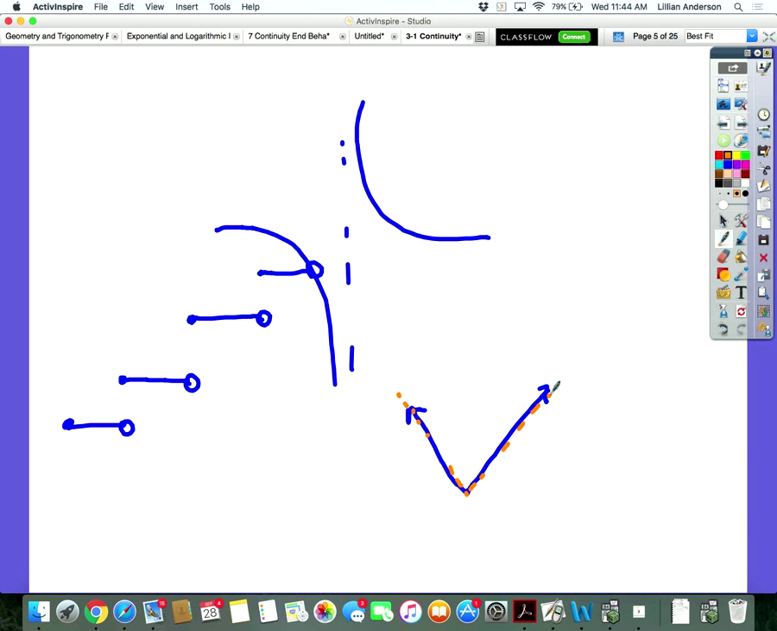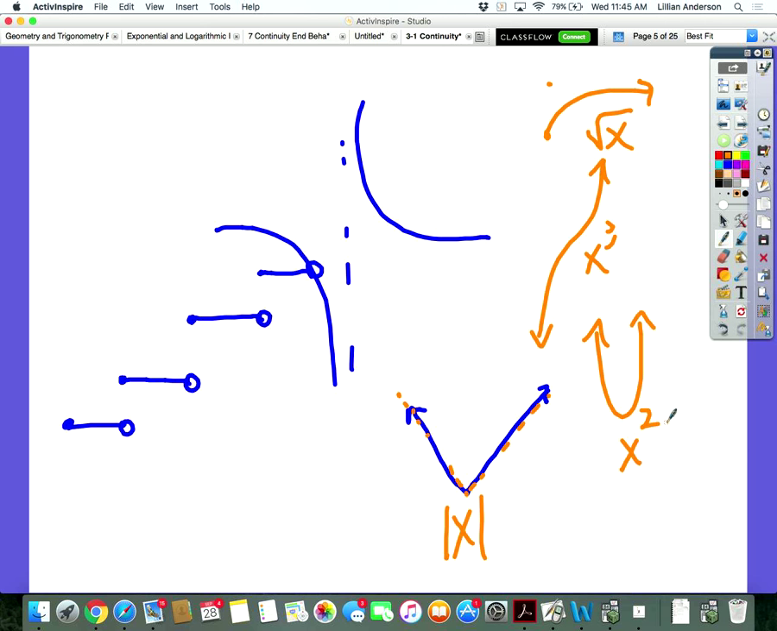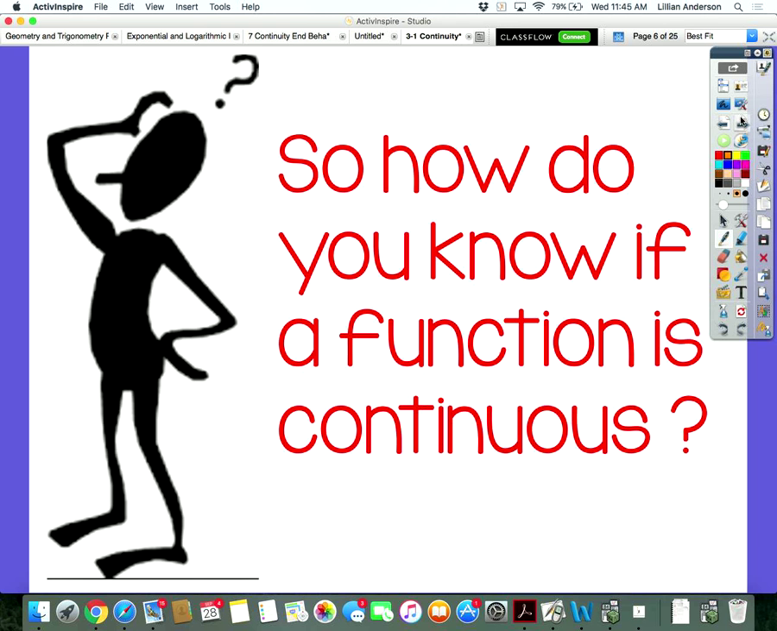What are the other ones? Absolute value, so we have that one. Square root, yep, that's continuous. Cubic. X squared, the quadratic one. Linear, and constant. Okay, yes, all of those are examples of continuous functions, except for those two. Good stuff. All right, so how do you know if a function is continuous or not? There are ways to distinguish whether or not a function is indeed continuous.